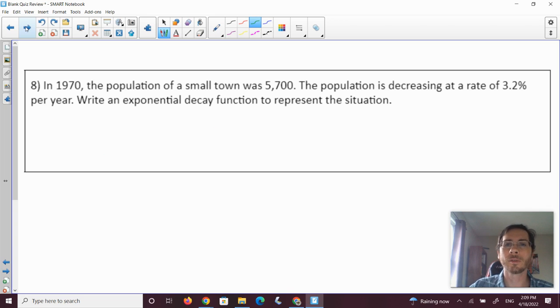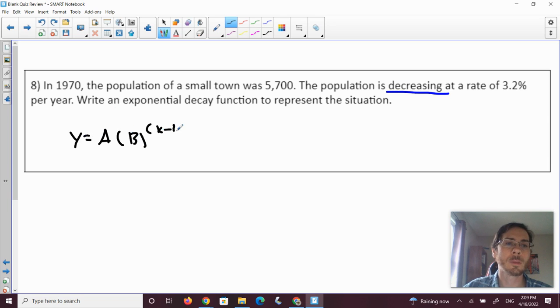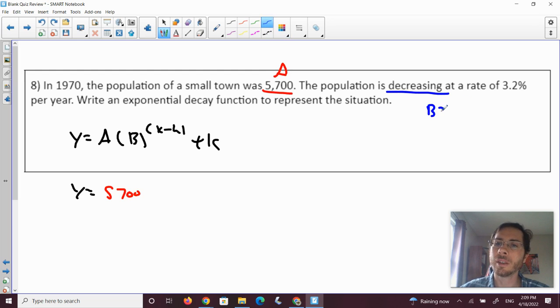So 1970, population of a small town is 5,700. Population is decreasing at a rate of 3.2% per year. Write an exponential decay function to represent the situation. So again, we can see we're decreasing here. It's a per year thing, so we're going to use the same equation as before. A times B to the x minus h plus k. So y equals our starting amount A is 5,700. Here again, since we're decreasing, that means that B is going to be 1 minus 0.032.